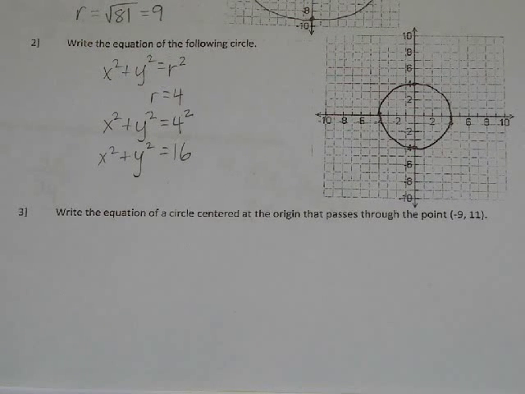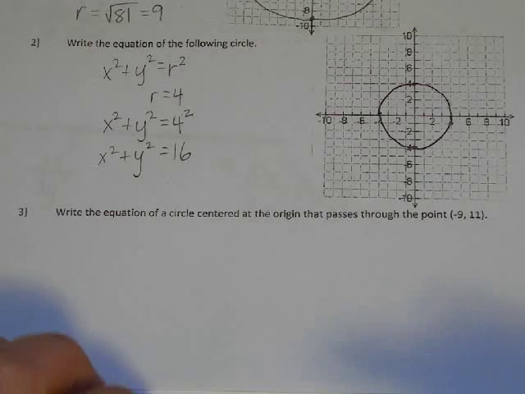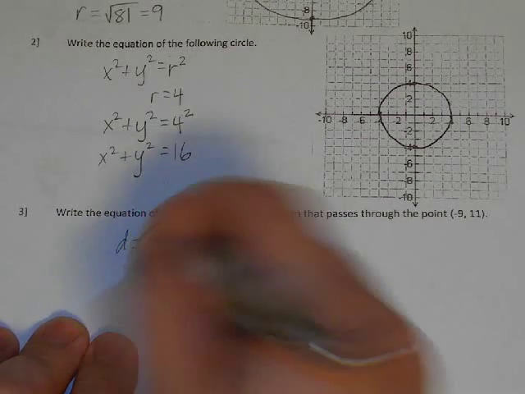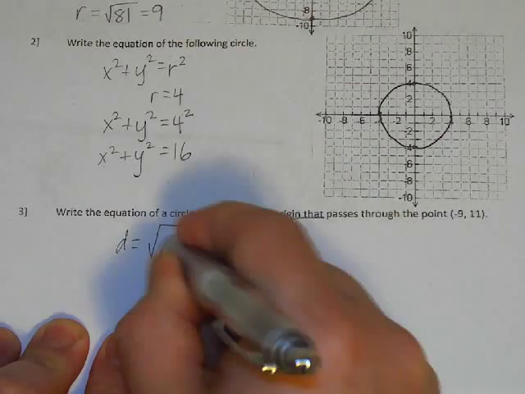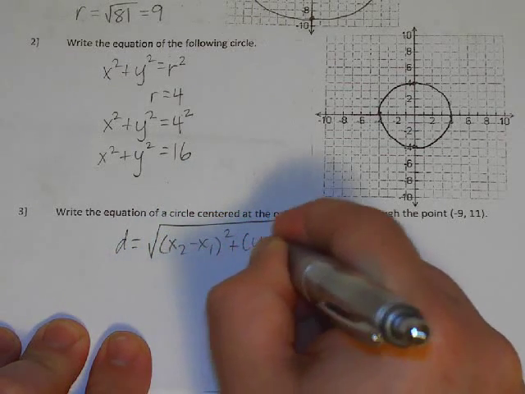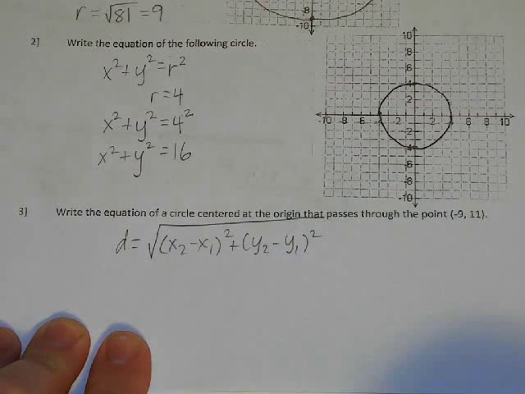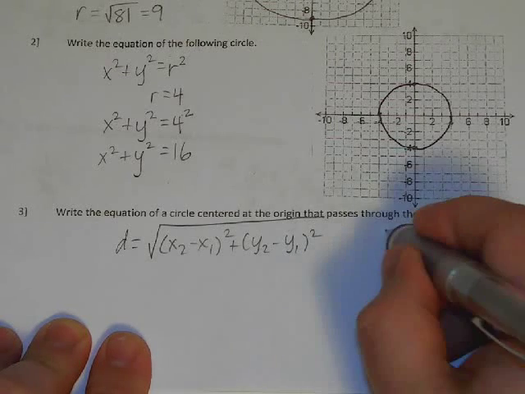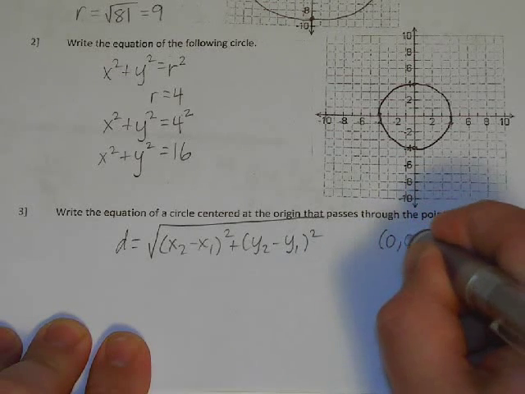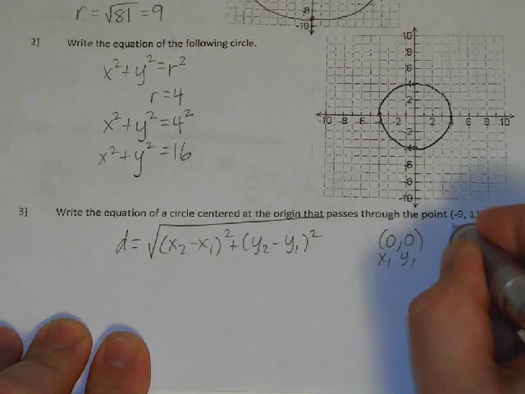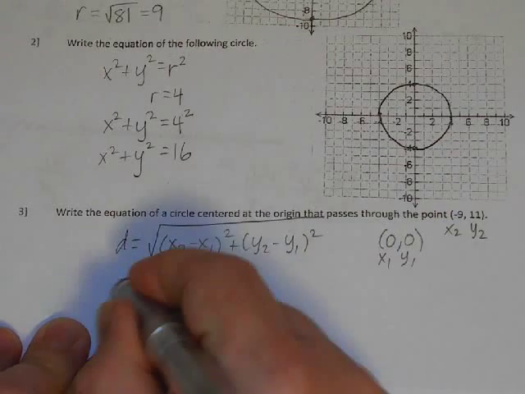Okay, number 3, write the equation centered at the origin of the circle that passes through the point negative 9, 11. A couple different ways you can do this. One way to do this is to go ahead and use the distance formula like we did in problem 4 from Unit 1. So we're given this point, negative 9, 11, but we also know that another endpoint of the radius will be at 0, 0. So I can make that my x1, y1, x2, y2.